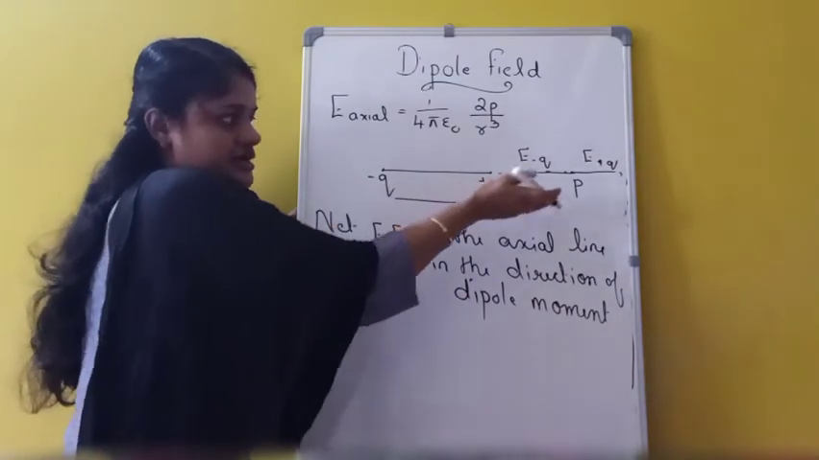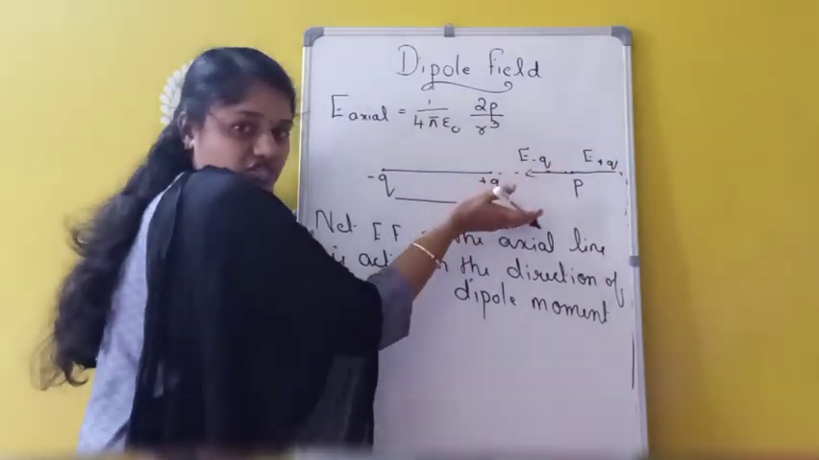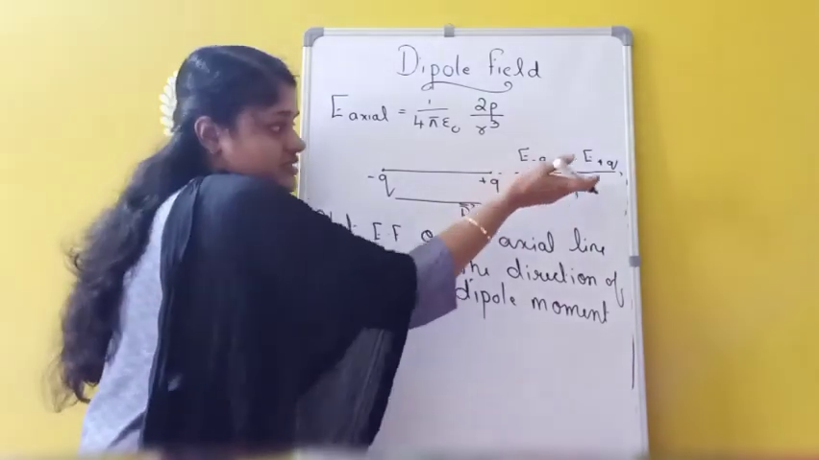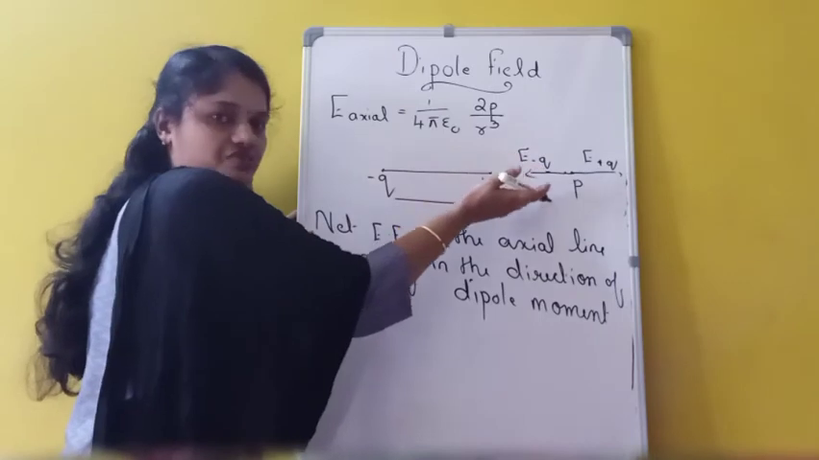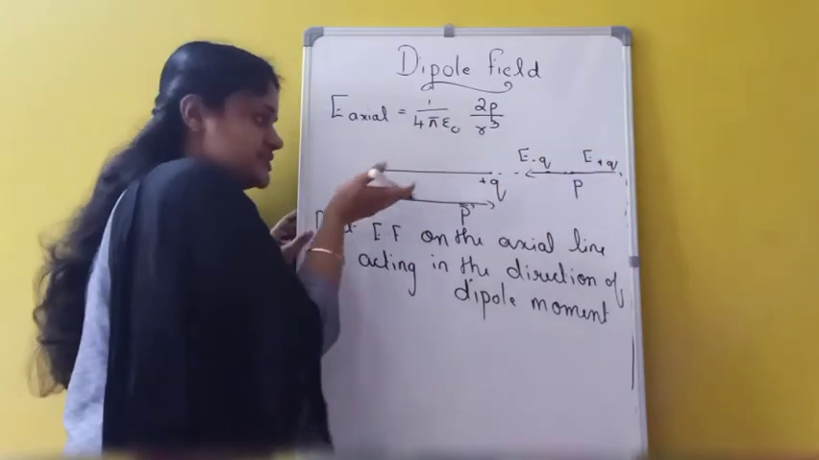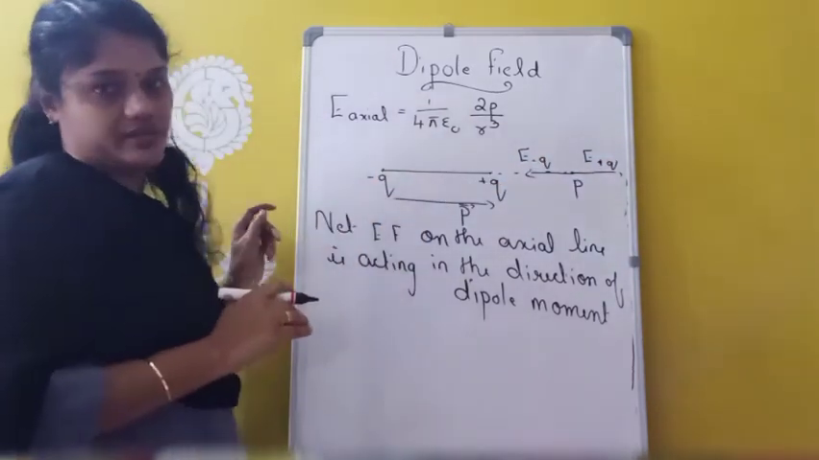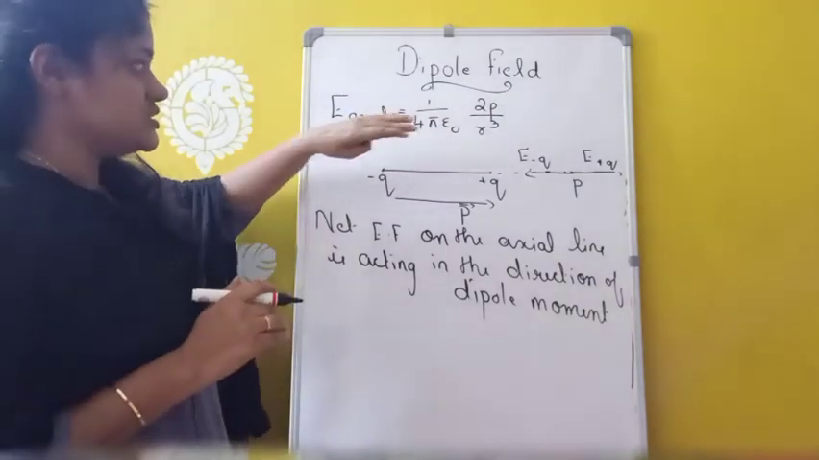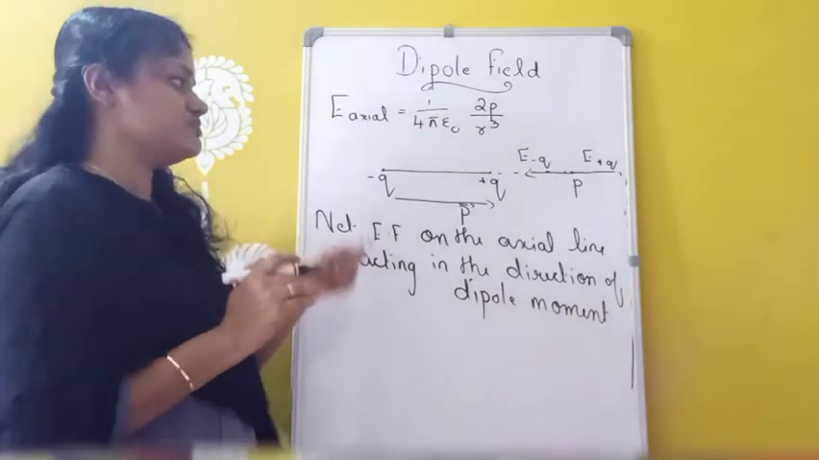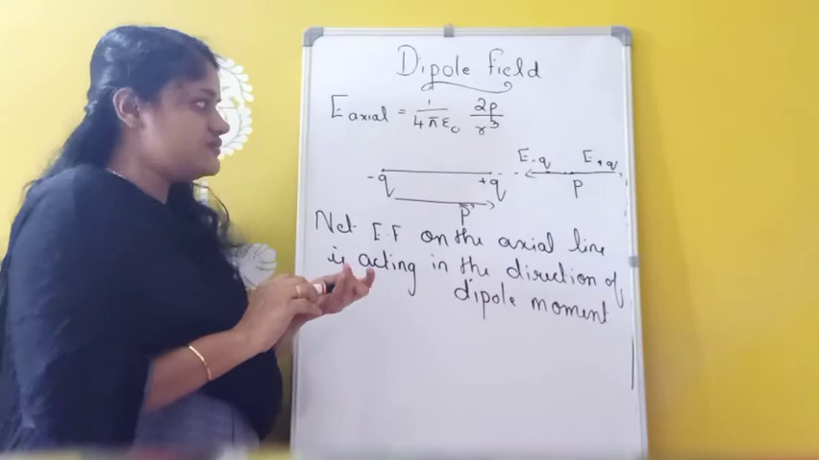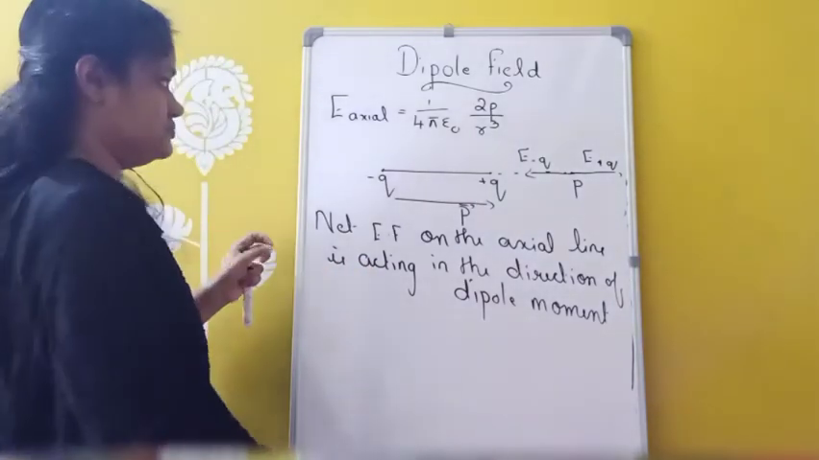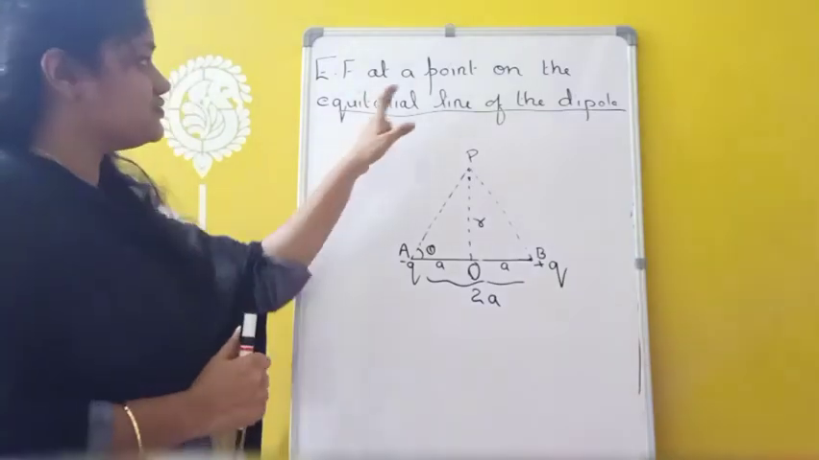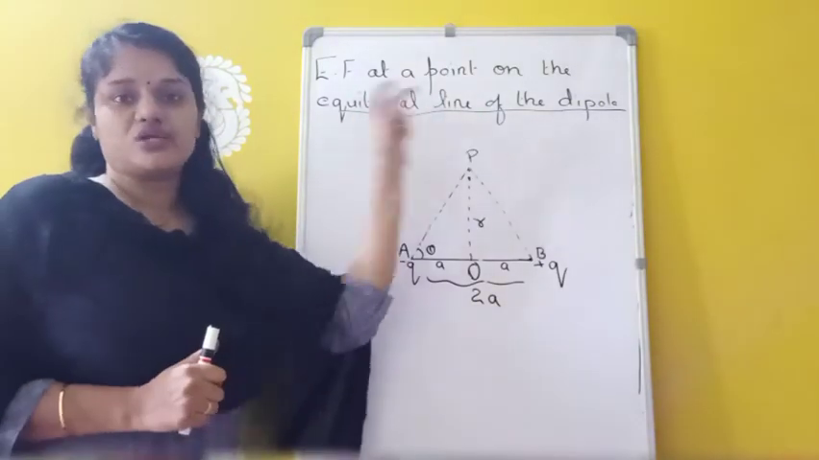That means towards right. And this plus q charge field is also acting in which direction? Right direction. This E plus q is more compared to E minus q. Anyway, so net field is acting along which direction? Towards right. That means in the direction of dipole moment. So this is the net electric field acting on the axial line of the dipole. Similarly, we have to find which one? Electric field due to the equatorial line of the dipole. Next is electric field at a point on the equatorial line of the dipole.